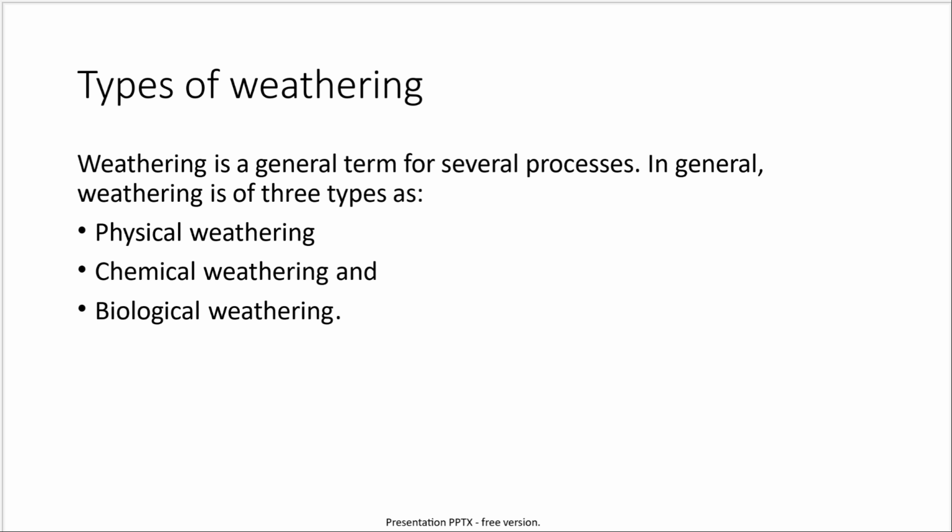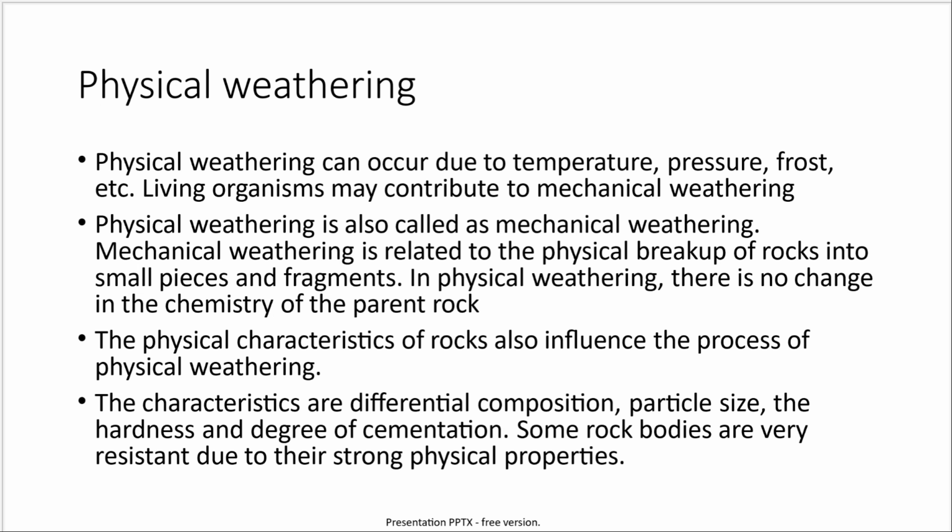Now we shall see the different types of weathering. So, weathering is a general term for all these processes, and weathering can be broadly classified as physical weathering, chemical weathering, and biological weathering. Physical weathering is also known as mechanical weathering. Physical weathering can occur due to temperature, pressure, frost, etc. So, these are the agents of physical weathering.